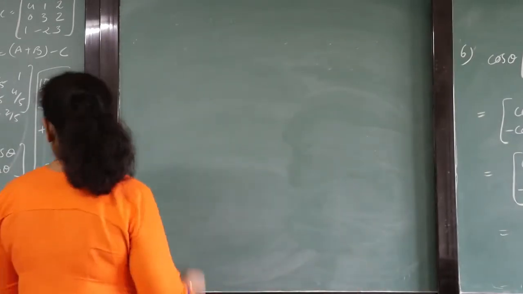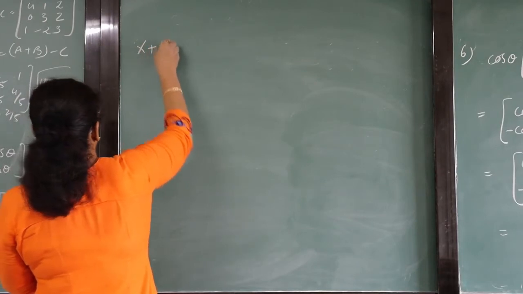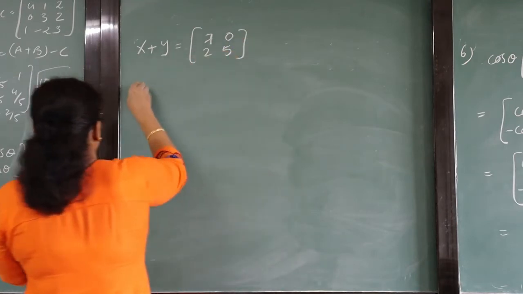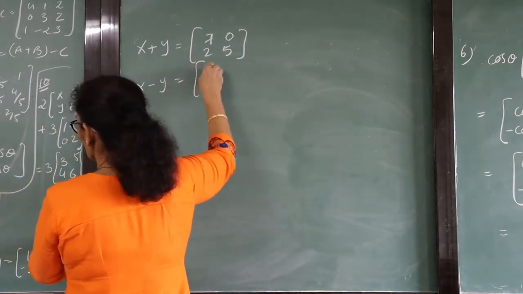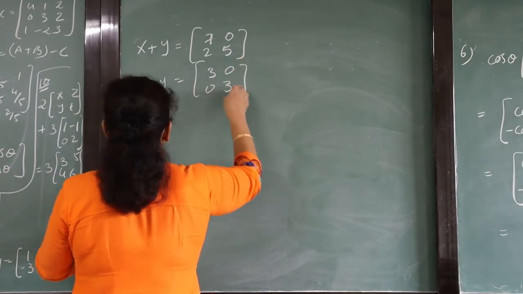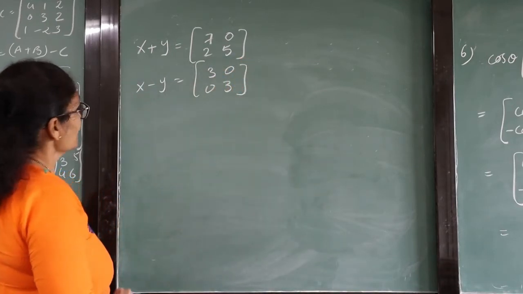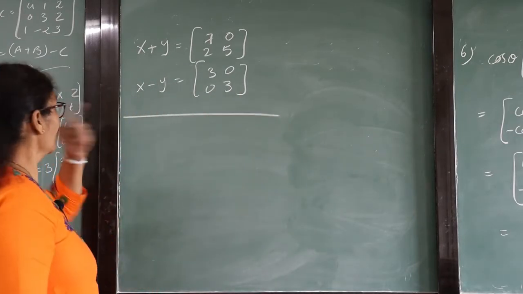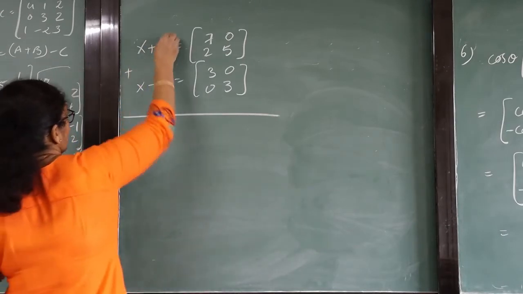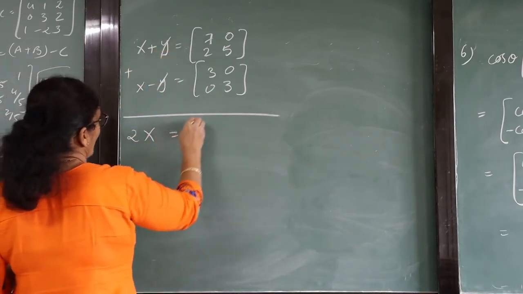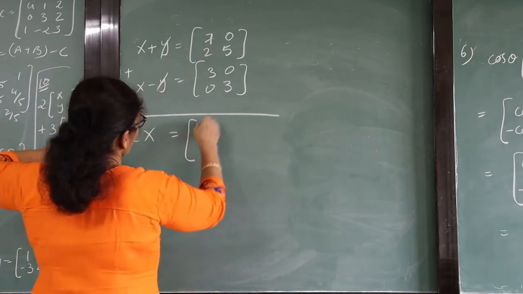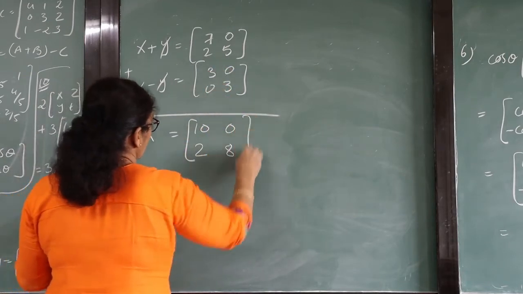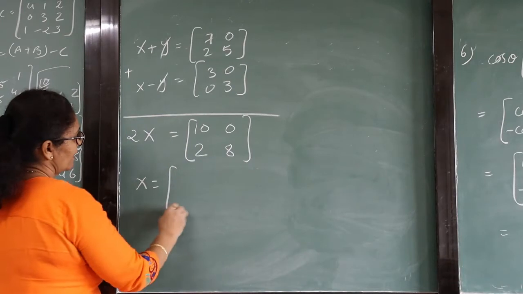Now let's see the next one. In 7th one you have given x plus y. That is 7025. And second is given x minus y. That is 3003. Now you have to find x and y. We have already discussed one question of the same method, that when you add both together, so plus or minus y will be cancelled, 2x will be 7 and 3, 10, 0 plus 0, 0, 2 plus 0, 2 and 5 and 3, 8.